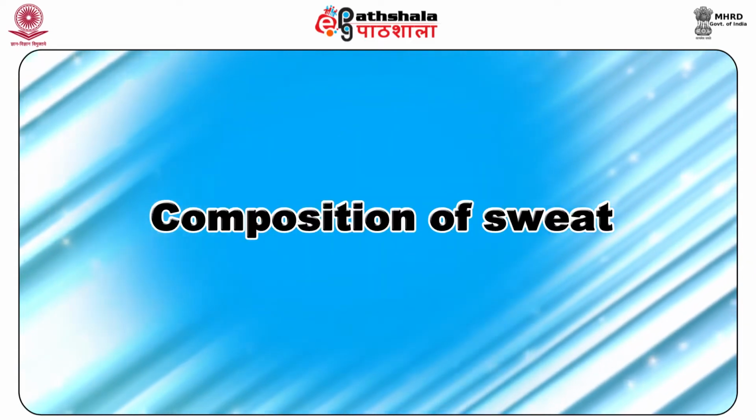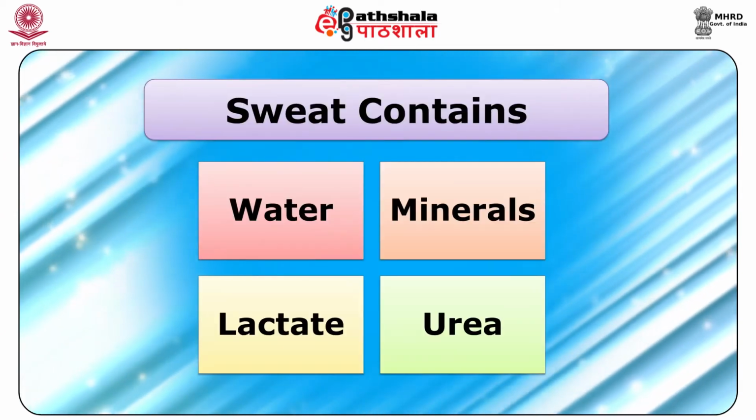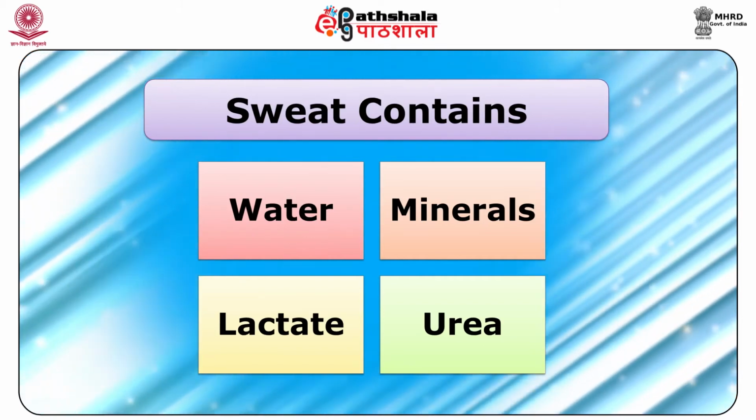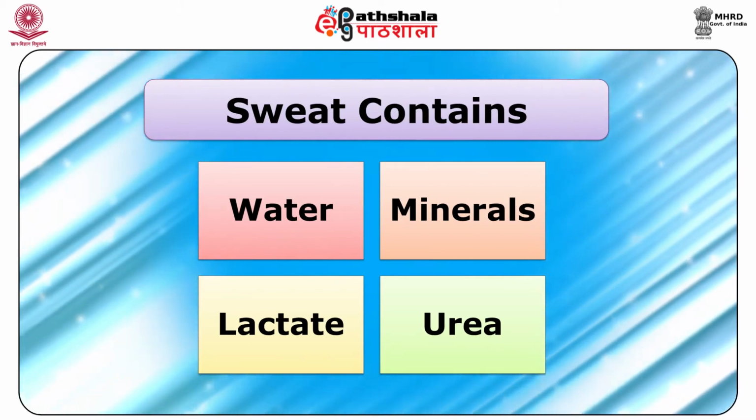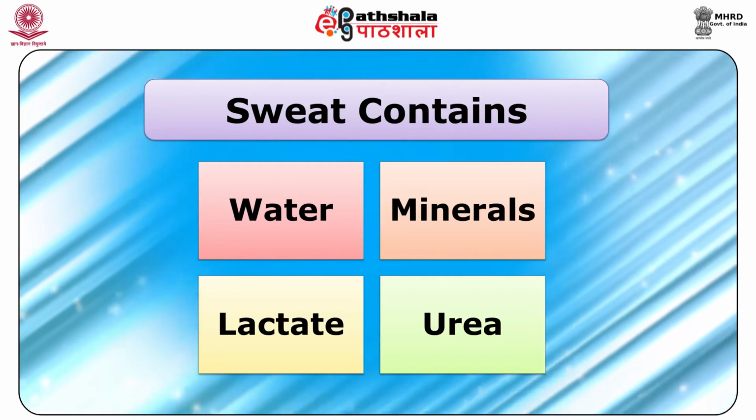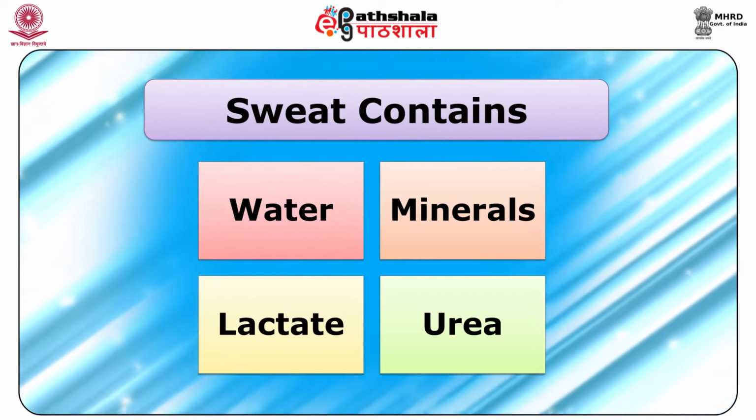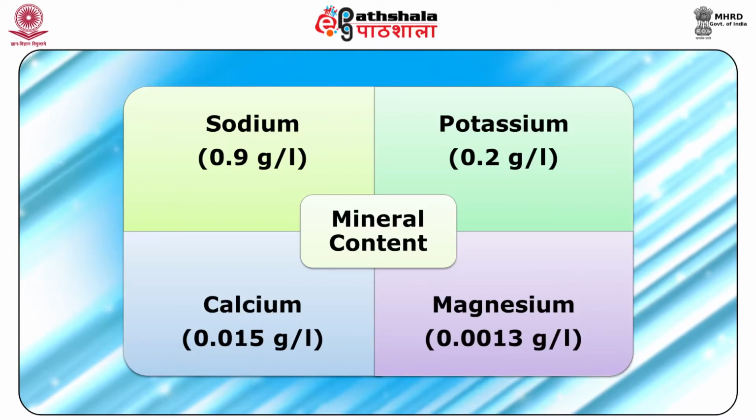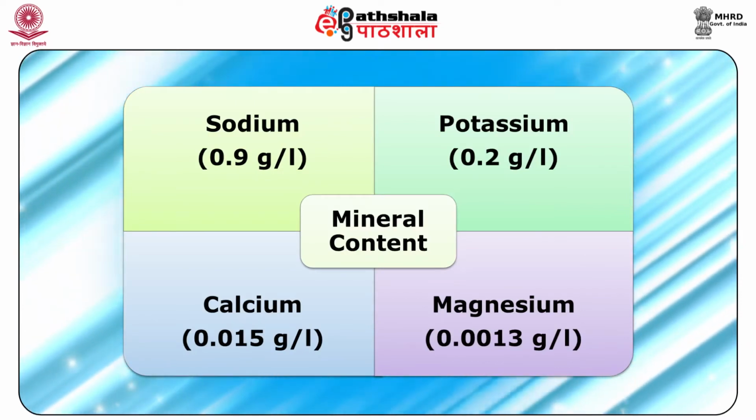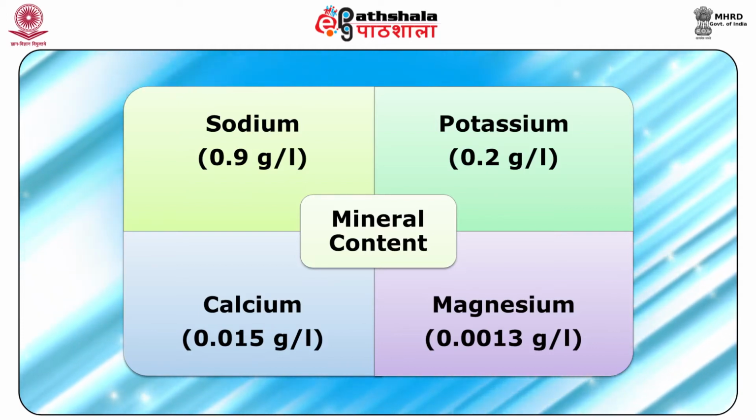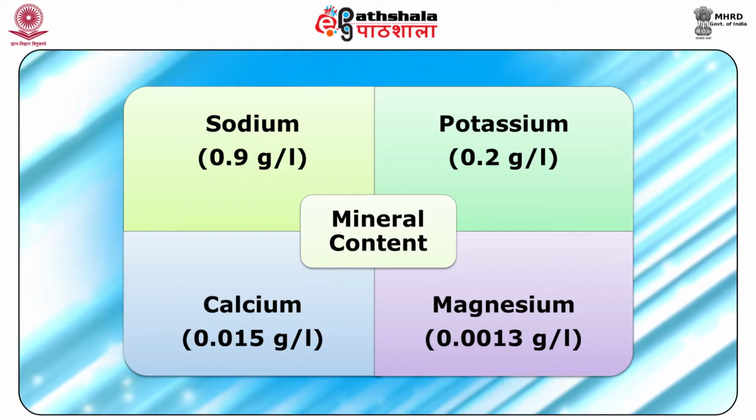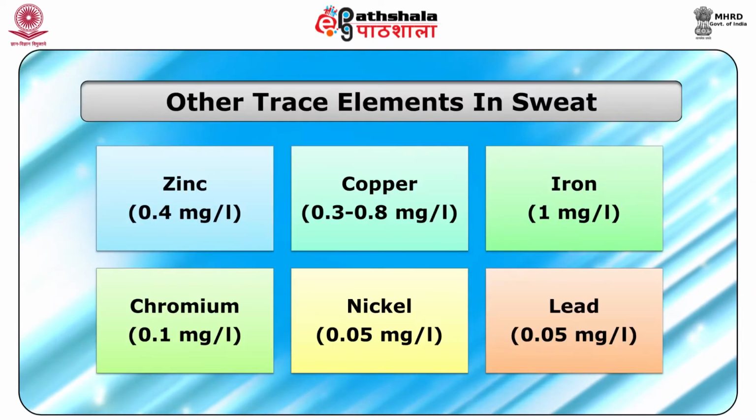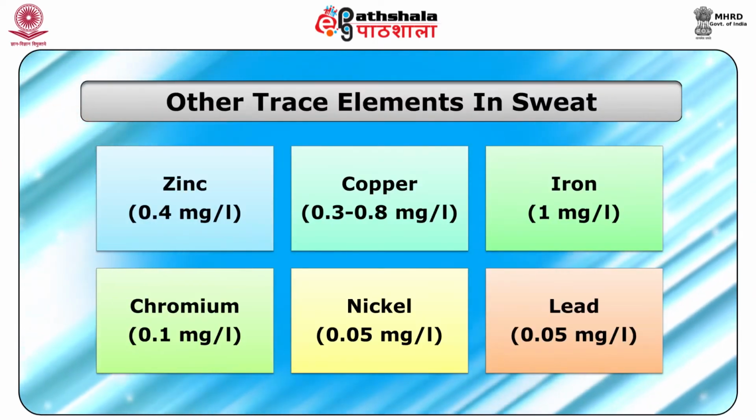Now, let us discuss the composition of sweat. Sweat contains mainly water. It also contains minerals, lactate, and urea. Mineral composition varies with the individual, their acclimatization to heat, exercise, and sweating, the particular stress source, the duration of sweating, and the composition of minerals in the body. An indication of minerals contained is sodium at 0.9 gram per liter, potassium 0.2 gram per liter, calcium 0.015 gram per liter, and magnesium 0.0013 gram per liter.